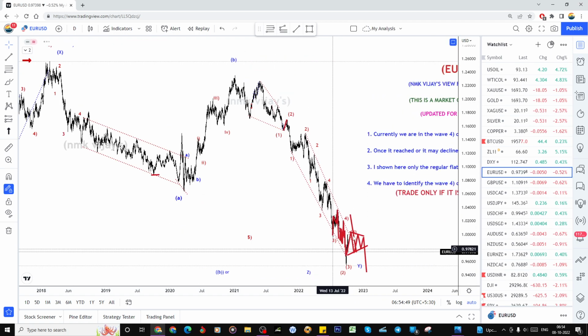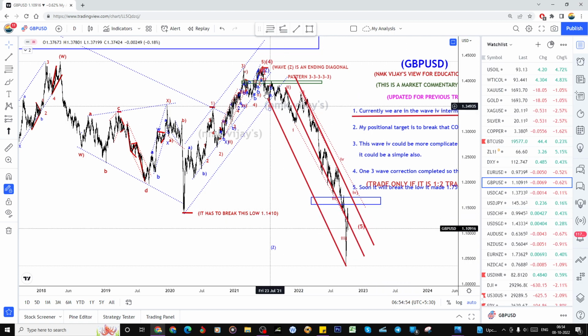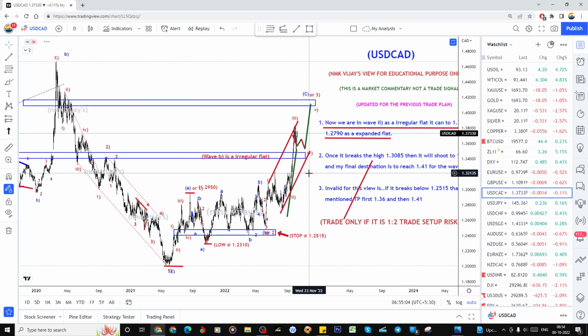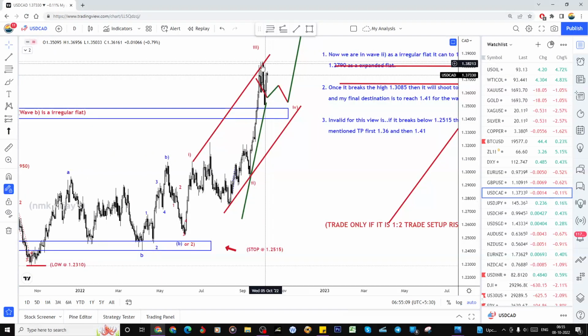So I think we can move to Euro USD same, and GBP USD. I'm looking for the correction. So 1 2, so I thought this could be the third, but it's a deeper one. So I'm looking for the fourth wave, and USD CAD, what I expected 1.34 and 1.38, it's already reached.